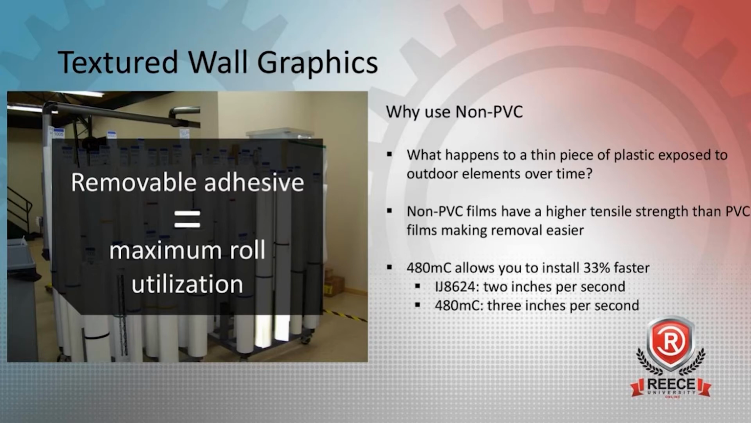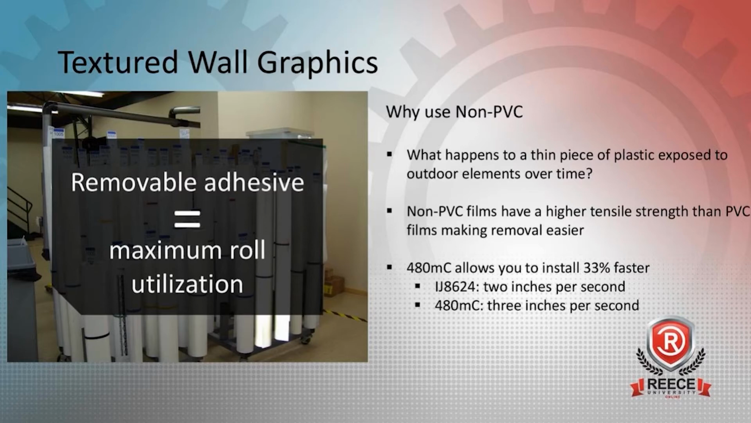The other benefit is you're able to utilize 480MC for a lot of different varieties. You could wrap vehicles with that, do textured walls, do a lot of different applications. By having that removable adhesive that you have with the 480MC, you're allowing yourself not to have to purchase as many different products. So did you want to add anything to that, Mark?